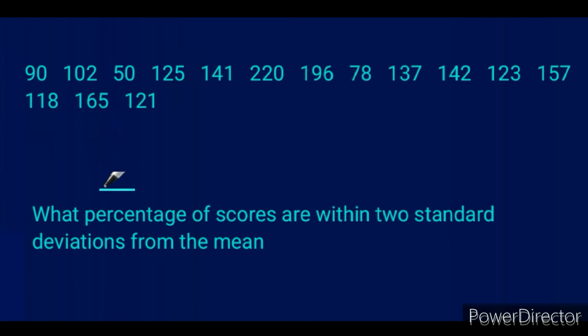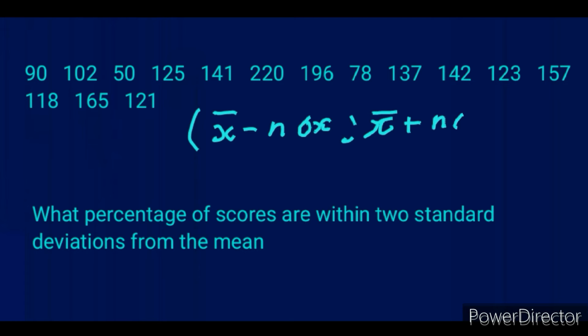All right, here is another question. So the question says, what percentage of scores are within 2 standard deviations from the mean? So this time they're not asking for the number of scores, but asking for the percentage of scores. So we'll use the formula, so we know that it's going to be the mean minus n standard deviations. And then we're going to end up having the mean plus n standard deviations.